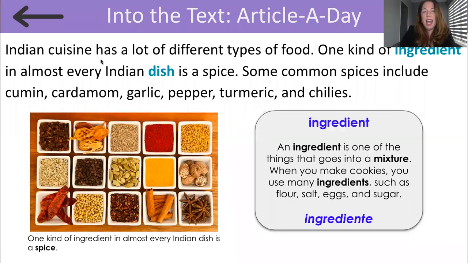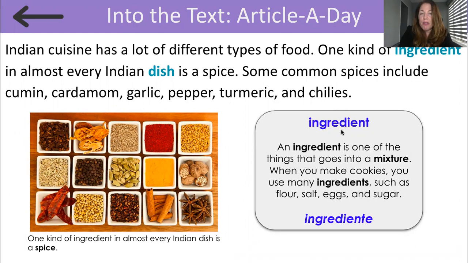Indian cuisine has a lot of different types of food. One kind of ingredient in almost every Indian dish is a spice. Some common spices include cumin, cardamom, garlic, pepper, turmeric, and chilies.